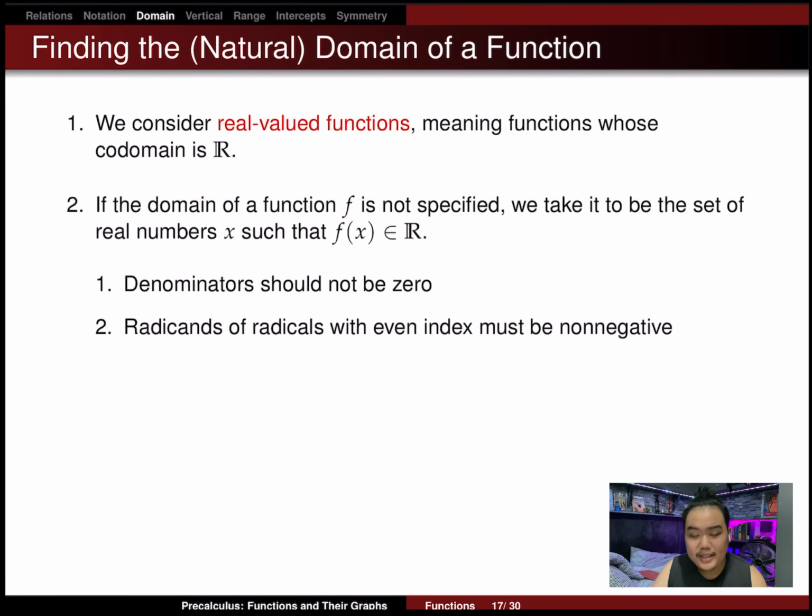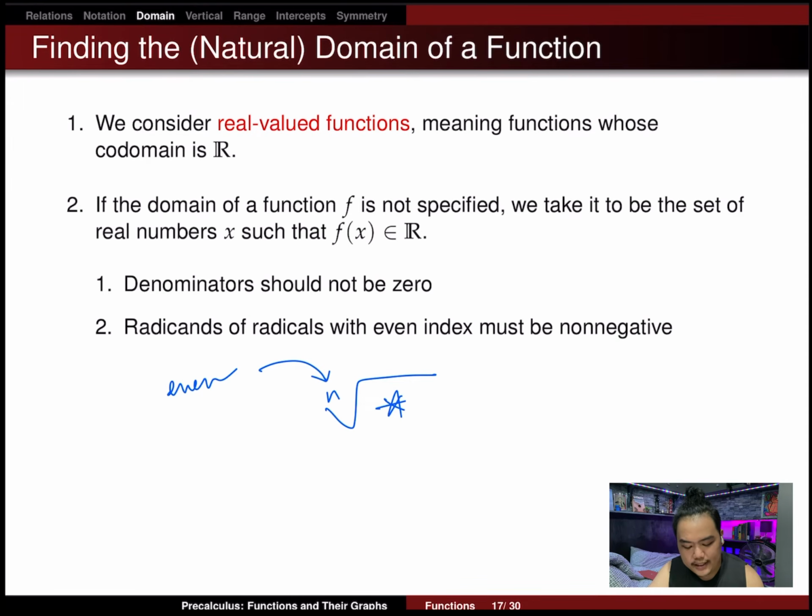Okay? So basically, we only have two rules in finding the domain. So yung first restriction is that denominators should not equal 0. So that is number 1. And then number 2, radicals with even index must have non-negative radicand. So let's say you have nth root of something, where this n is even. That's what we mean by even index. If you don't have an index there, automatically it's 2.